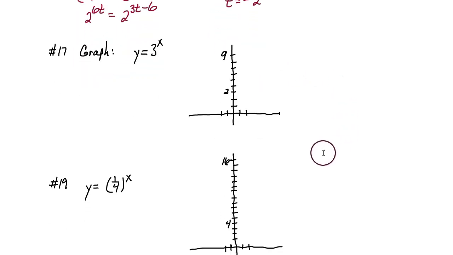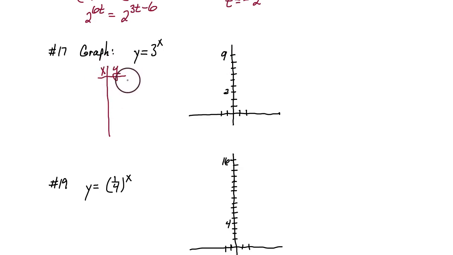Number 17, we're asked to graph the exponential function with base 3. So the first thing you got to do is make a grid. When I was numbering the grid, I thought about the powers of 3. Like 3 to the first is 3, 3 to the second is 9, 3 to the third is 27, and so on. I didn't want to actually draw up all the way to 27, so I only went to 9. Now let's make an XY table.